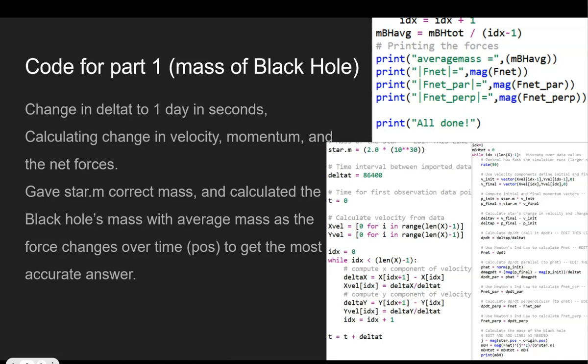This is the code for part 1, finding the mass of the black hole. So what I did was I changed delta t to 1 day in seconds, which is 86,400. I then calculated changes in velocities, momentums, and the net forces using their respective formulas. I then gave star.m the correct mass, and then calculated the black hole's mass with the average mass as the force changes over time using the position to get the most accurate answer. And I did subtract 1 from the total count because it accidentally added 1 throughout.